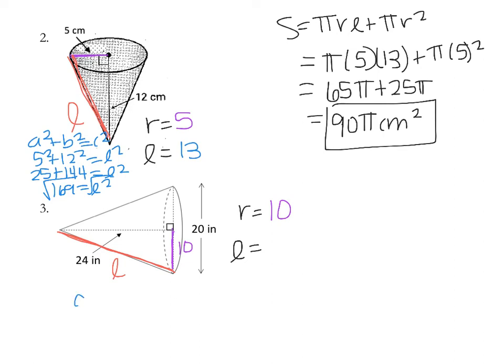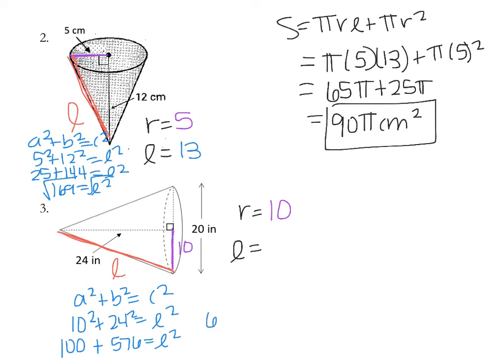We're going to do a squared plus b squared equals c squared. And that's going to be 10 squared plus 24 squared equal to L squared. So we get 100 plus 576 equals L squared. That's 676 equals L squared. And take the square root. And this happens to come out to a nice number, 26.